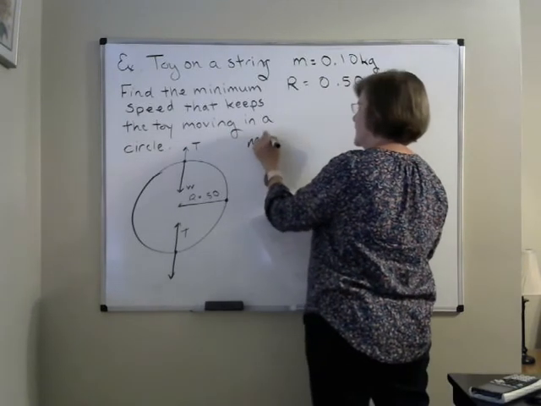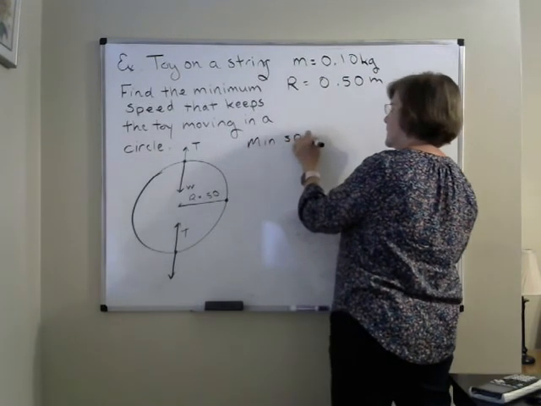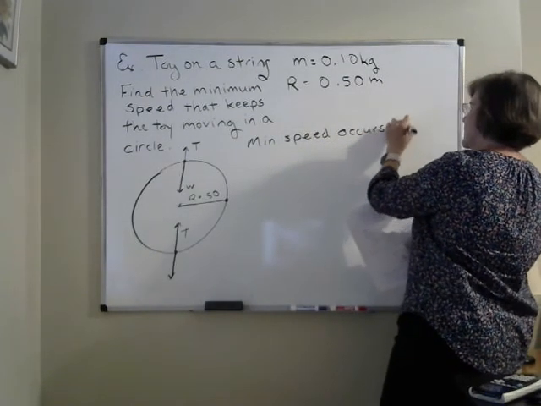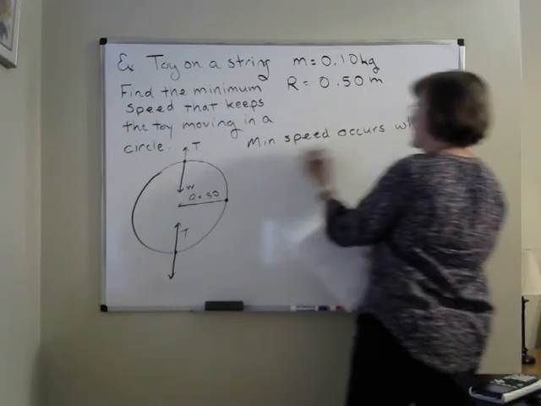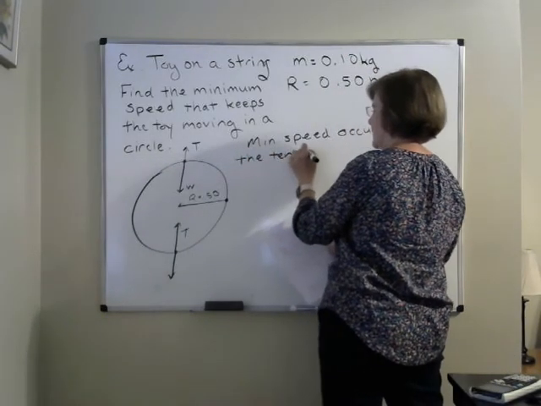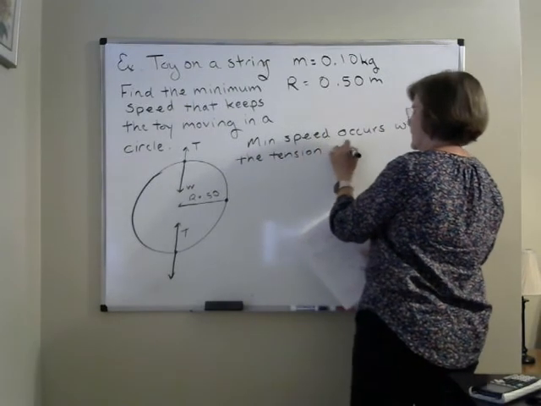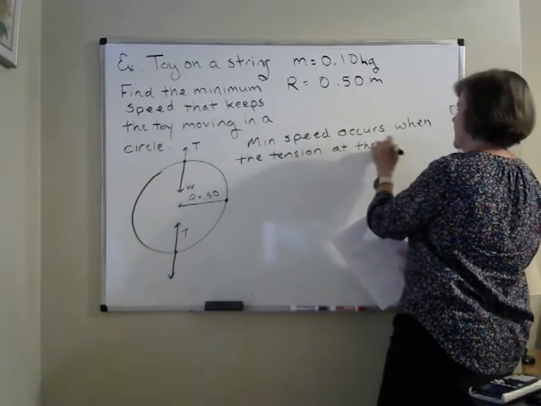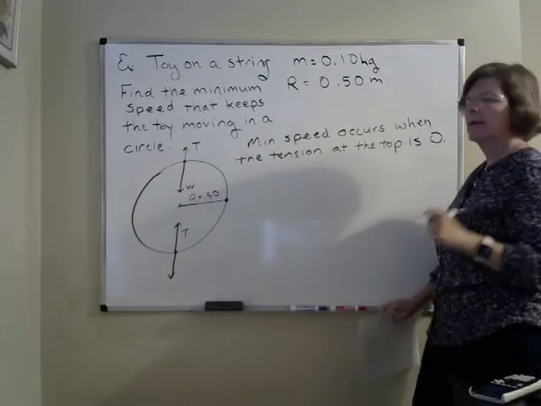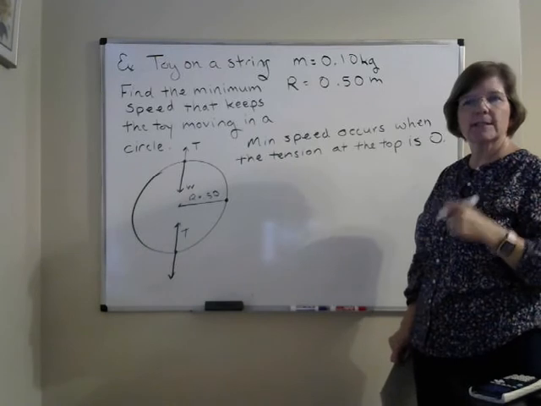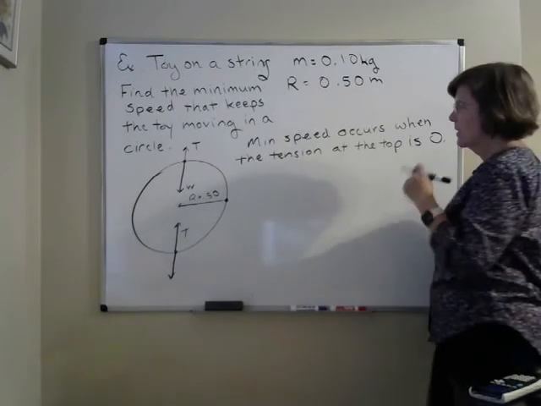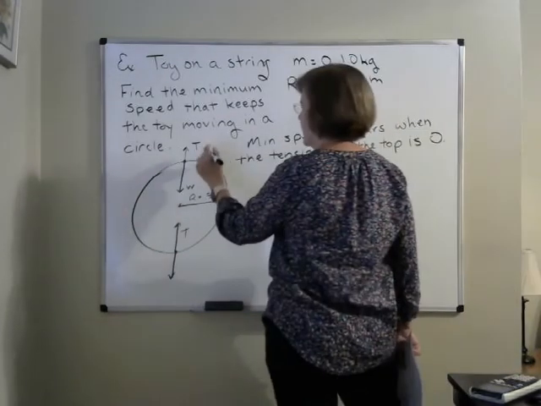Minimum speed occurs when the tension at the top is 0. If the tension at the top is 0, that's the minimum speed that you can have. All right, so let's strictly look at the top.